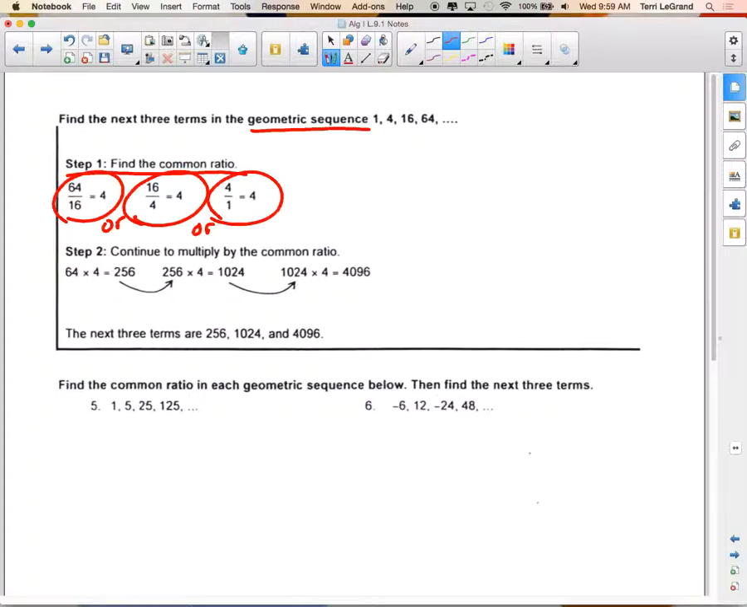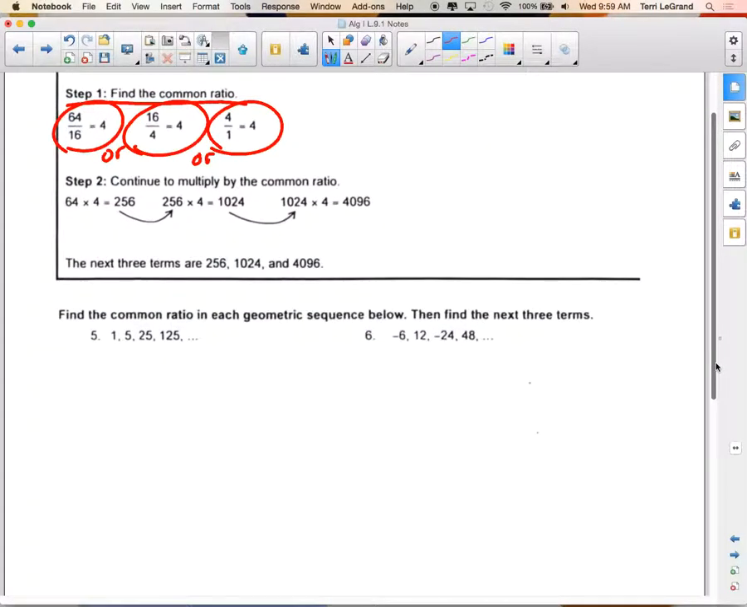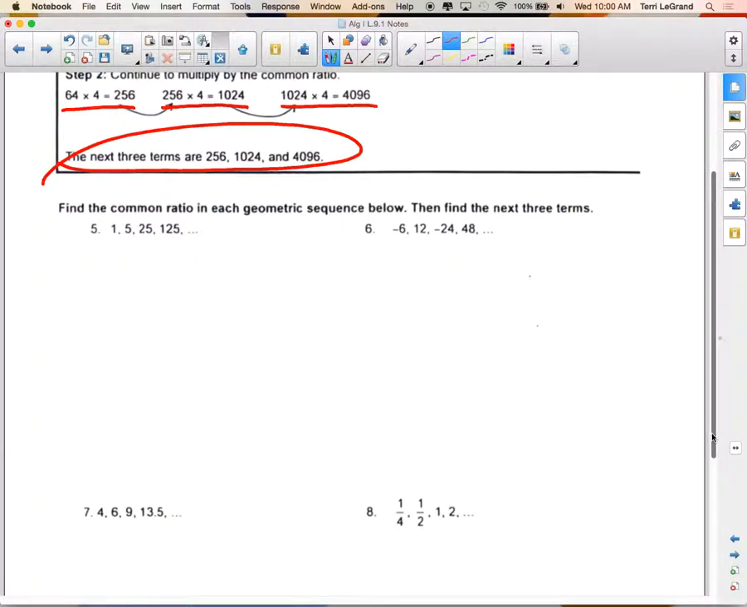Okay. And so now, this part though, we do have to show: the last term getting multiplied by that multiplier, then that term getting multiplied by that multiplier, and then that term, so that we can say the next 3 terms are. So, in the find the common ratio, you get to do 1 ratio. You don't have to do 3 of them. But you do have to show multiplying, even if you're going to use your calculator, show what's going into your calculators, okay? So again, this one says, find the common ratio in each geometric sequence below, and then find the next 3 terms.